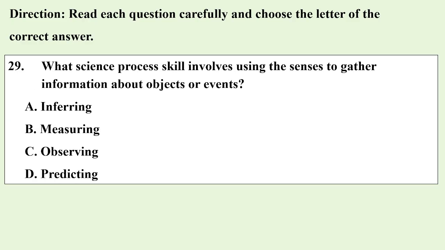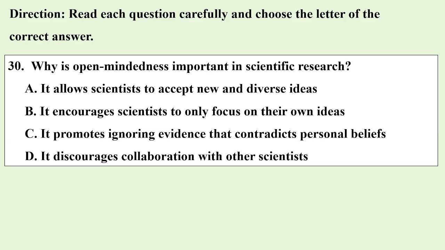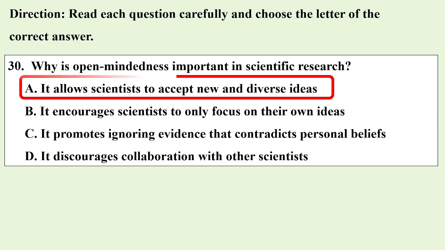29. What science process skill involves using the senses to gather information about objects or events? Observing. Number 30. Why is open-mindedness important in scientific research? It allows scientists to accept new and diverse ideas.